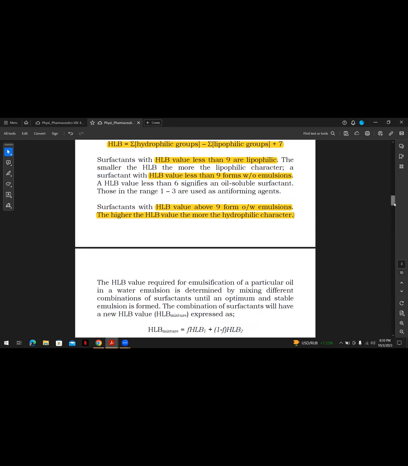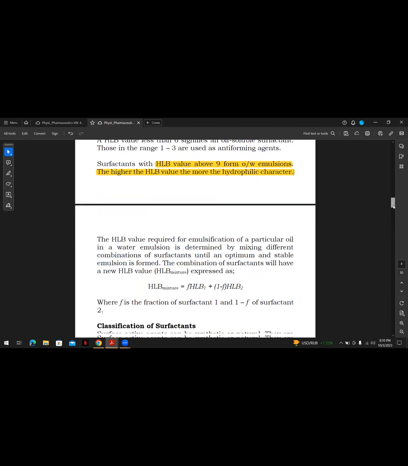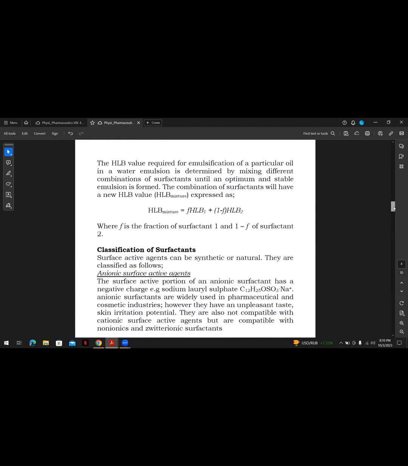So the HLB value required for emulsification of a particular oil in a water emulsion can be determined by mixing different combinations of the surfactants until you form an optimum and stable emulsion. The combination of surfactants will have a new HLB value, which will be the HLB mixture, and it's expressed as HLB mixture equals F times HLB1 plus (1 minus F) times HLB2, where F is the fraction of surfactant 1 and 1 minus F is the fraction of the second surfactant.